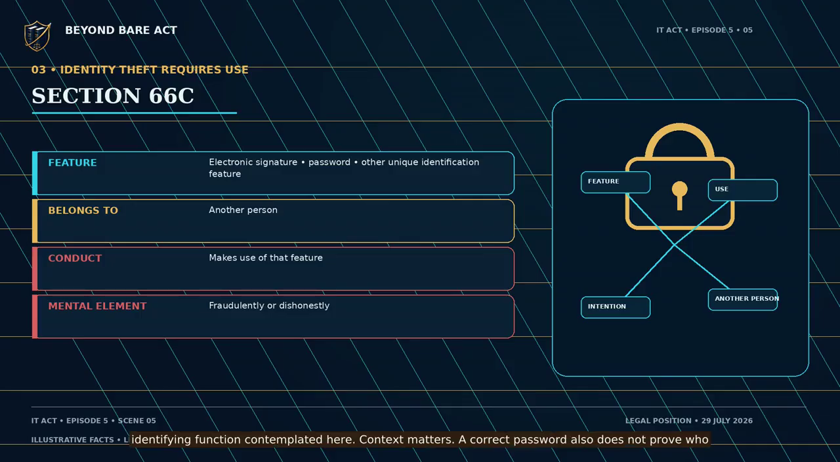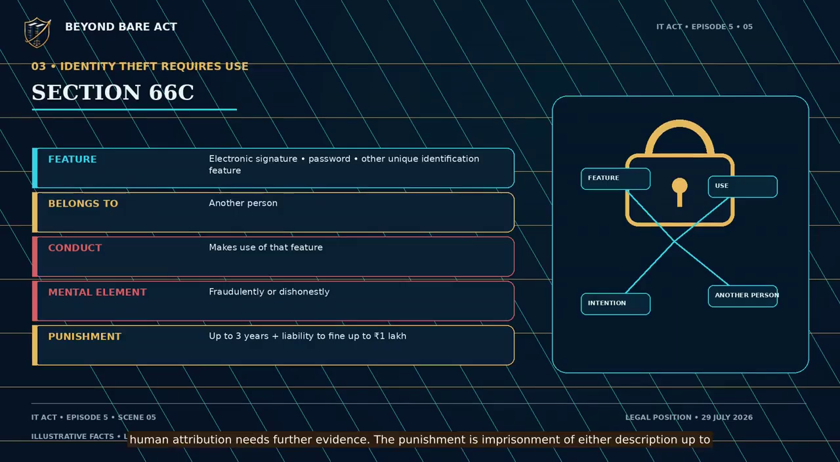Context matters. A correct password also does not prove who typed it. The system may show that a credential was accepted. Human attribution needs further evidence. The punishment is imprisonment of either description up to 3 years, with liability to a fine up to 1 lakh rupees.